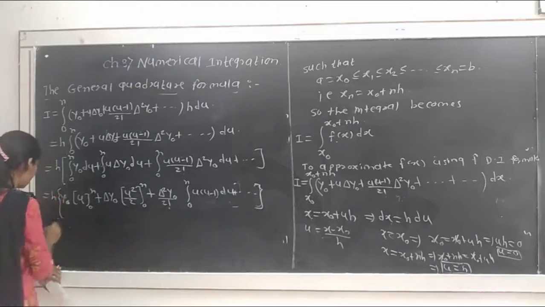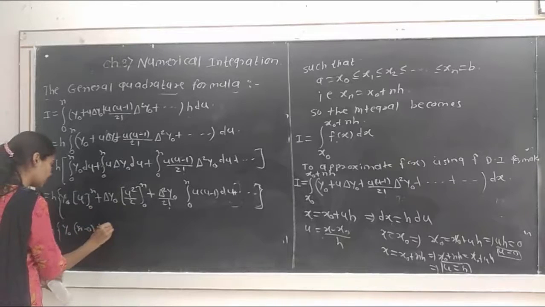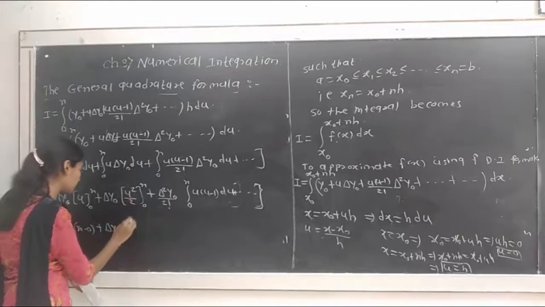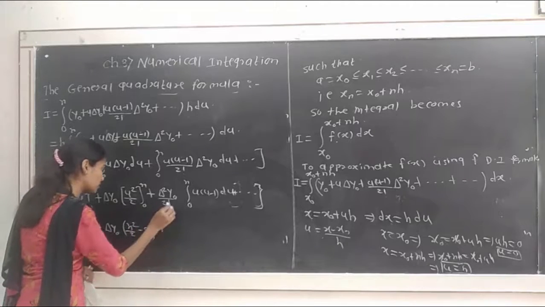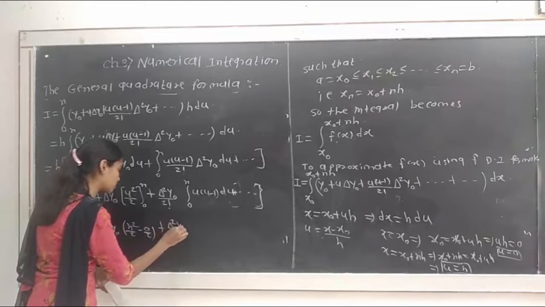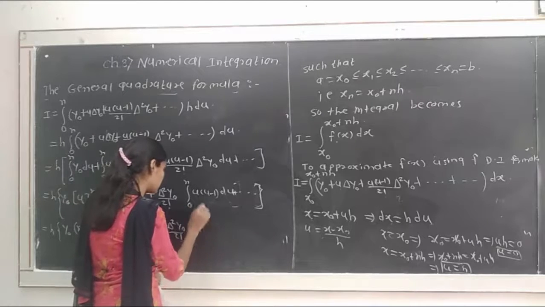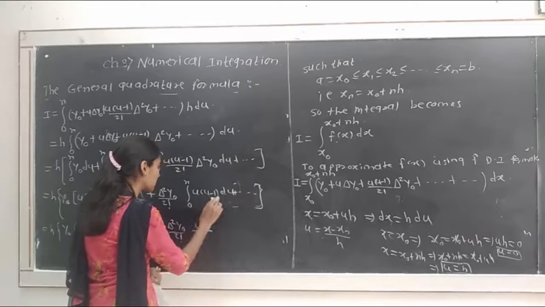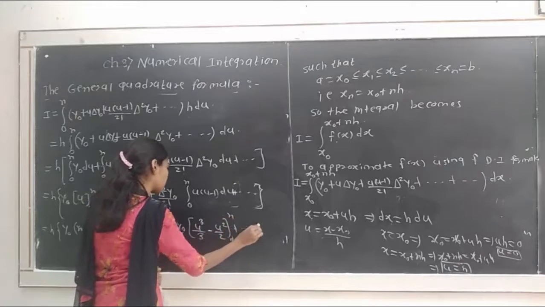So this is equal to h, then y0 as it is, by putting the limits n minus 0, plus delta y0. Here u square, by putting limits, we get n square divided by 2 minus 0 divided by 2. Plus delta square y0 divided by 2 factorial, then the integration of u into u minus 1 will be u cube divided by 3 minus u square divided by 2, limits from 0 to n, plus so on.